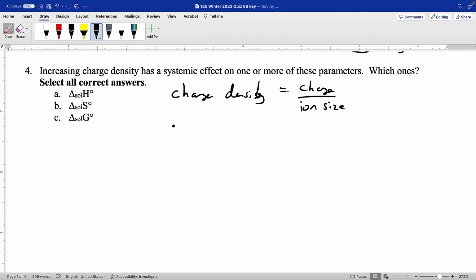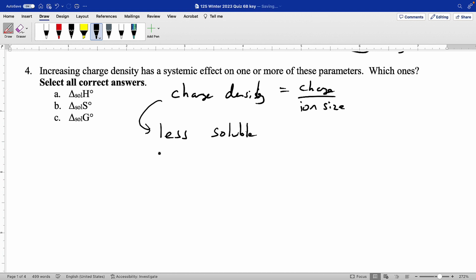And we saw that these salts are less soluble when we did the experiment. A lot of the salts that were insoluble had high charge density, and a lot of salts that were more soluble had low charge density. So high charge density meant low solubility.